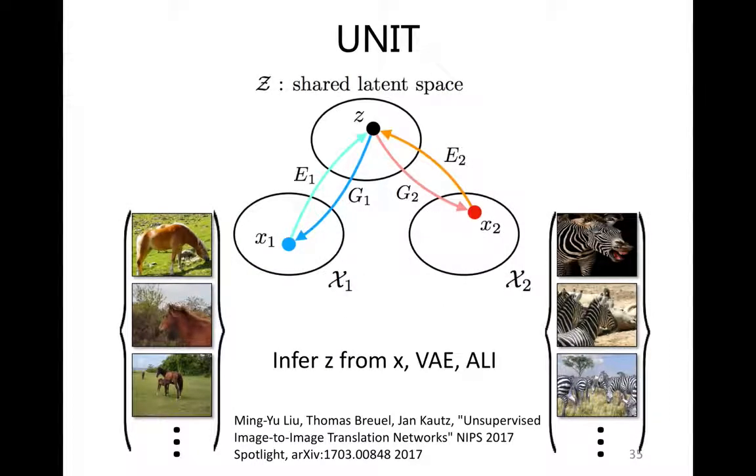Now the problem is that finally we're going to go from X1 to X2. In this model, we have to first go from X1 to Z, and then from Z to X2. Similarly, in the other direction, we should go from X2 to Z and then to X1. To achieve this, we have to combine a lot of, so basically it's VAE. You know in VAE, you have a way to do the inference, or to infer Z from X. So the model is like this.